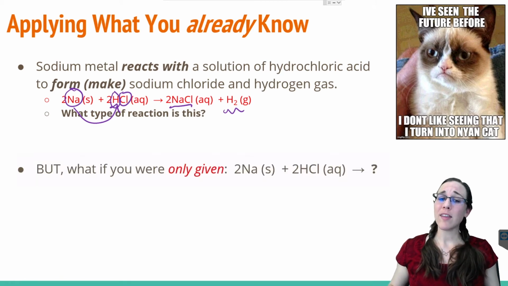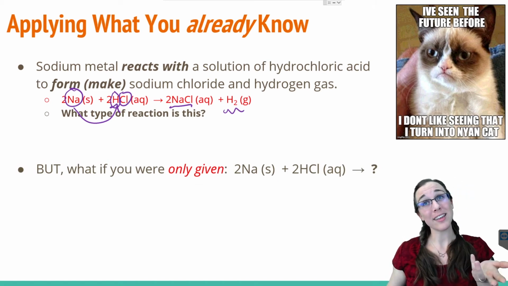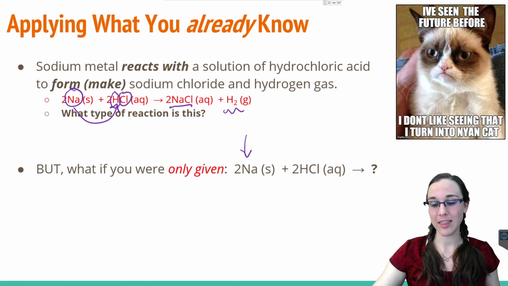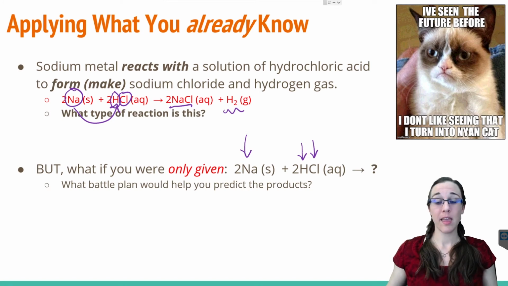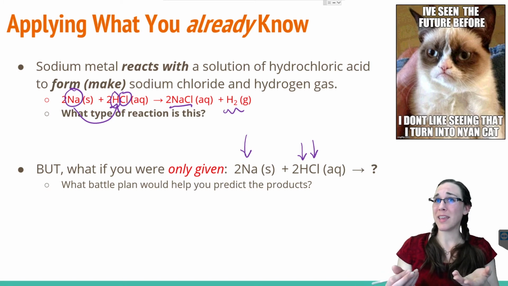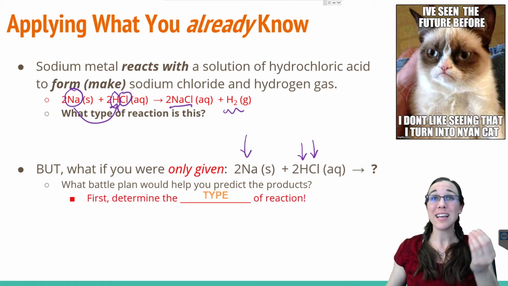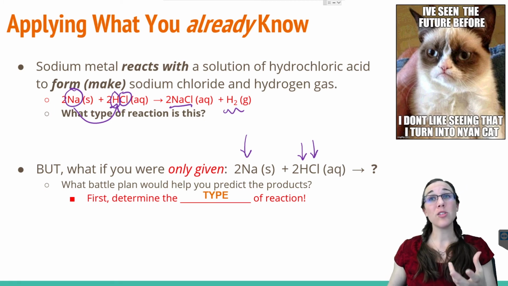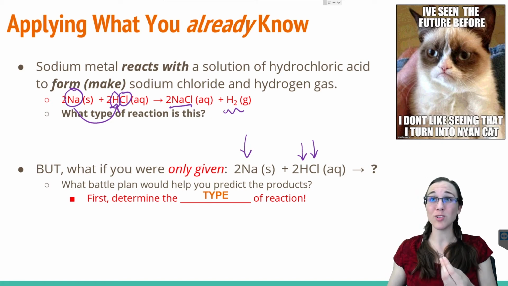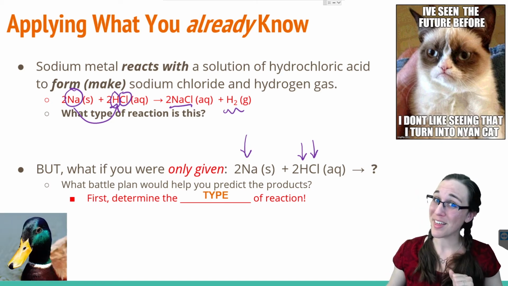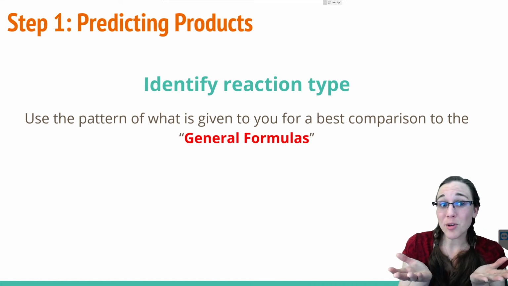But what if I only gave you the Na solid reacting with HCl aqueous? Would you be able to recognize that there's a third wheel here and that there is a date going on here? Hopefully you'd recognize that pattern. The battle plan you would need to know before being able to even predict the products is first and foremost figuring out the type of reaction it is. So when we look at the reactants, we need to compare them to all of the different types of reactions we have at our disposal and see which one fits the bill the best. So step one to predicting products is first identify the reaction type you're even working with.